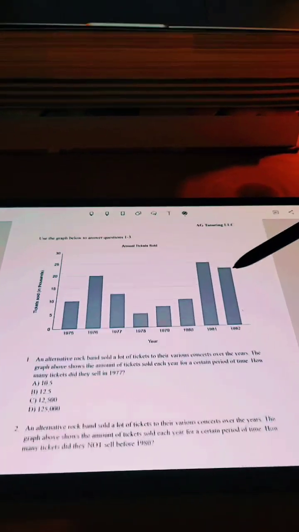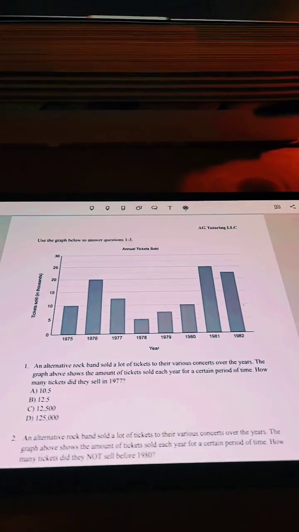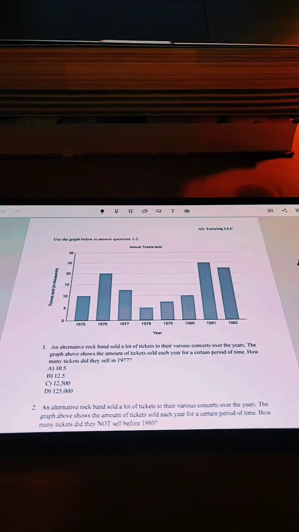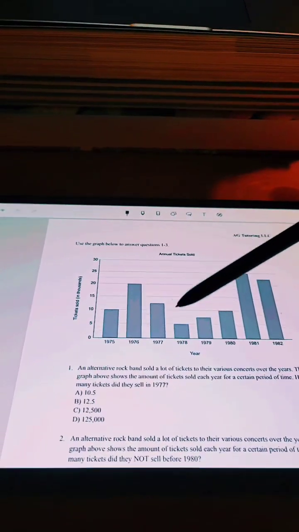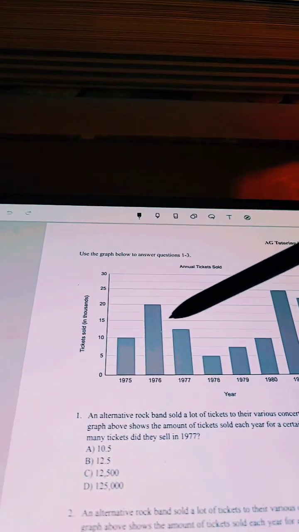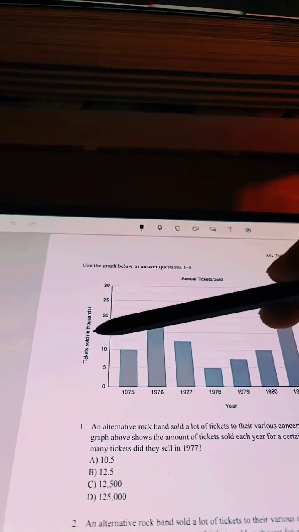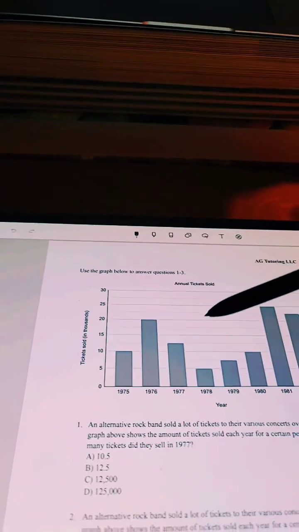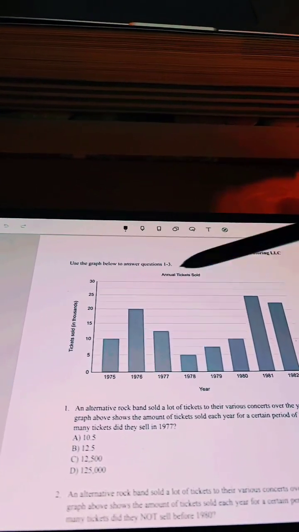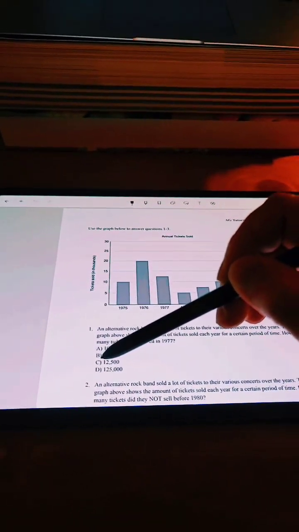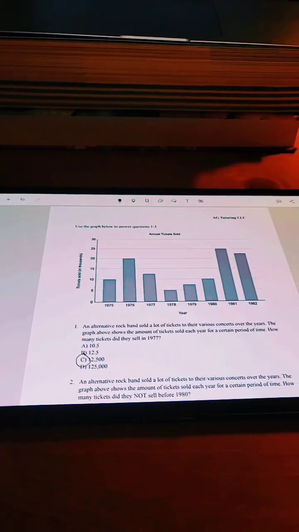So for number 1, it says, an alternative rock band sold a lot of tickets to their various concerts over the years. The graph above shows the amount of tickets sold each year for a certain period of time. How many tickets did they sell in 1977? So 1977, let's look where that corresponds to. It corresponds to 12.5. Now be careful because it says tickets sold in thousands. So it's not 12.5 tickets, it's 12.5 times 1,000 tickets. So 12.5 times 1,000 is going to be C, 12,500.